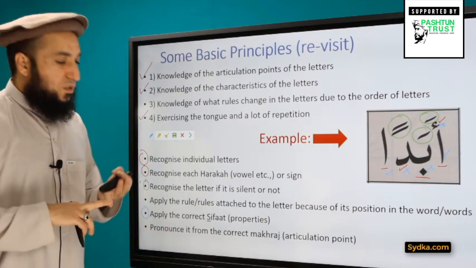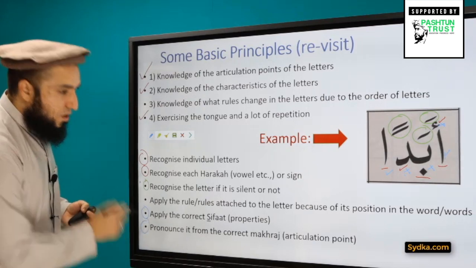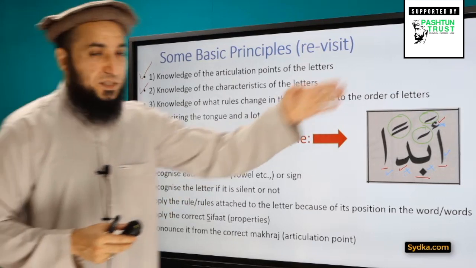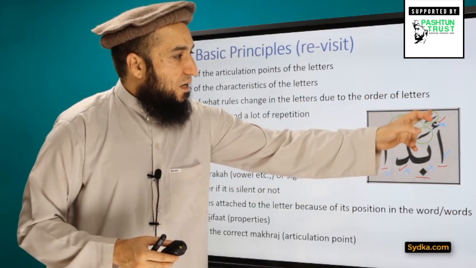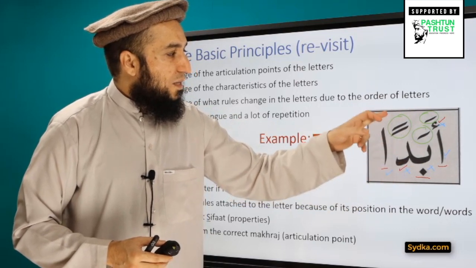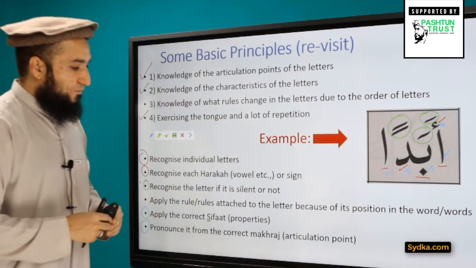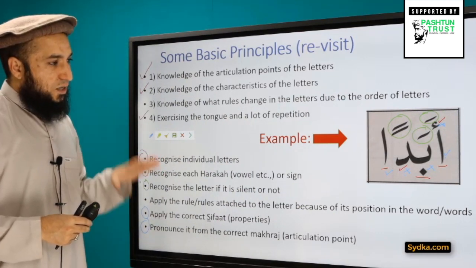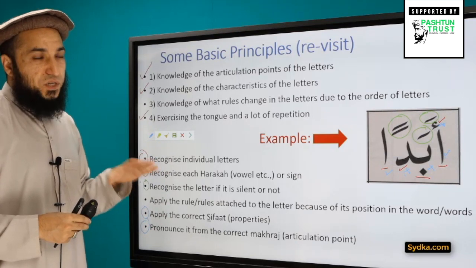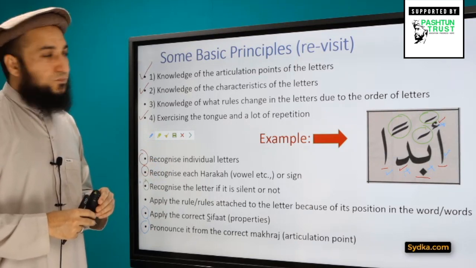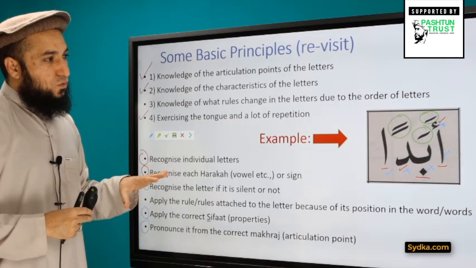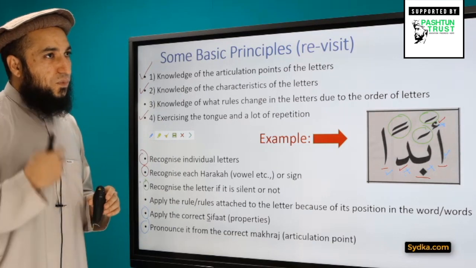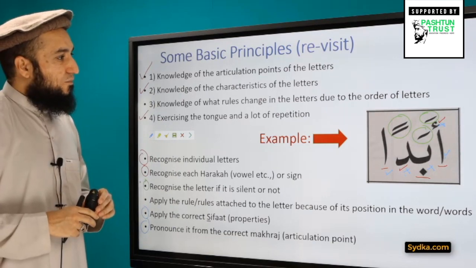The next one is pronouncing each letter from its correct makhraj, articulation point. And the other one we can add is we count how many syllables are there. For example, here is a, 1, ba, 2, then, so there are 3 syllables in this word. If we manage to implement these steps correctly, then our reading and recitation will be very easy. These are not fixed rules, you can add or subtract to it. These are just general guidelines for recitation or reading the Arabic.